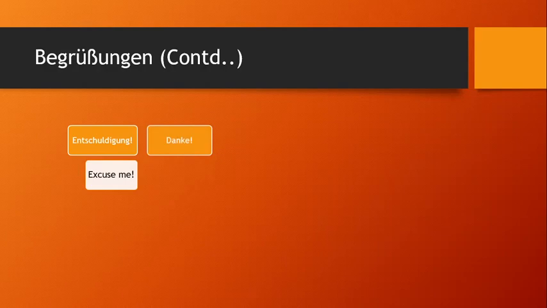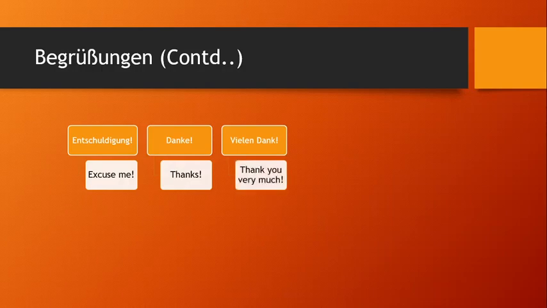Danke. So danke is thanks. Vielen Dank. So vielen Dank is thank you very much. So if you notice, it's V, okay? V in English and V in Deutsch. So it's not vielen with a V sound, it's vielen with an F sound, right? It's vielen Dank. Thank you very much.